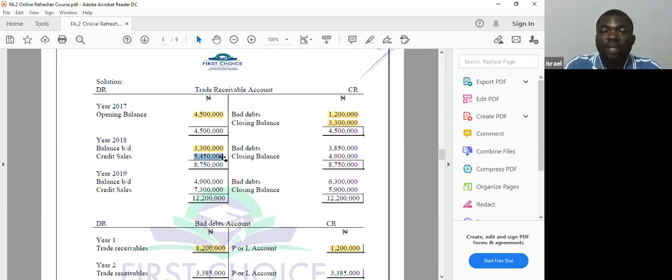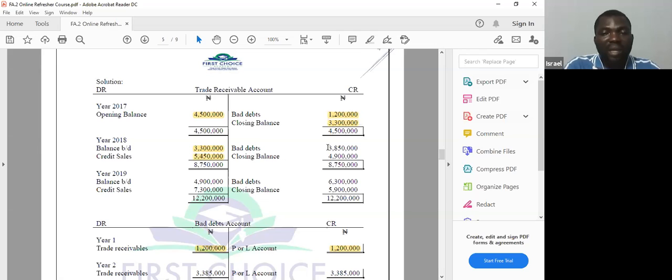So we have this here. This is about the opening balance. We now have the credit sales for the year as 5,450,000. The closing balance for trade receivables is 8,750,000. 8,750,000 minus the opening figure, which is 3.3, will give us 5,450,000.